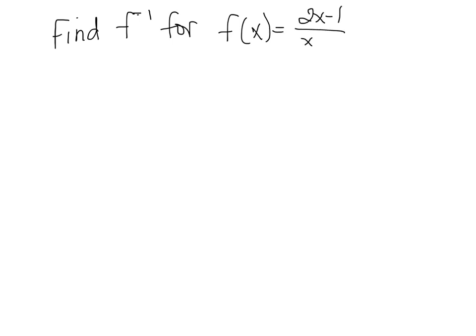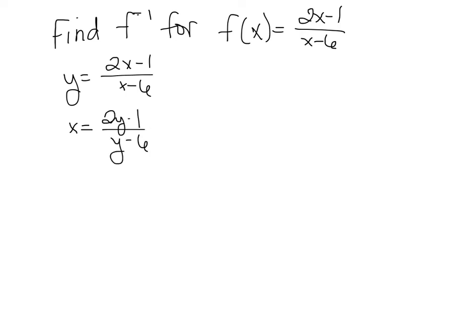The last example that we'll do is finding the inverse. So find f inverse for f of x, which is equal to 2x minus 1 over x minus 6. So we start by writing y is equal to 2x minus 1 over x minus 6. We interchange x and y. So x is equal to 2y minus 1 over y minus 6. And can you guys see what's going to happen? So we're going to multiply each side by y minus 6 to clear the fractions.